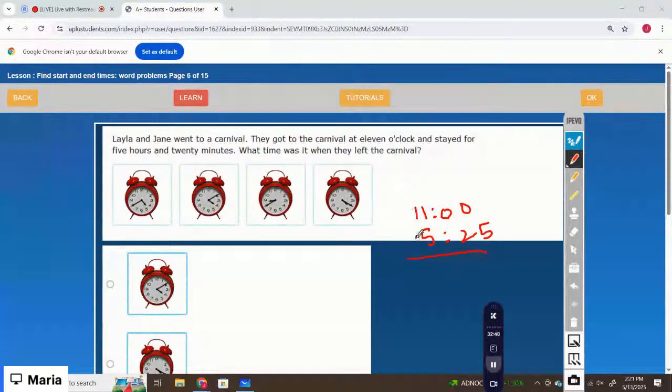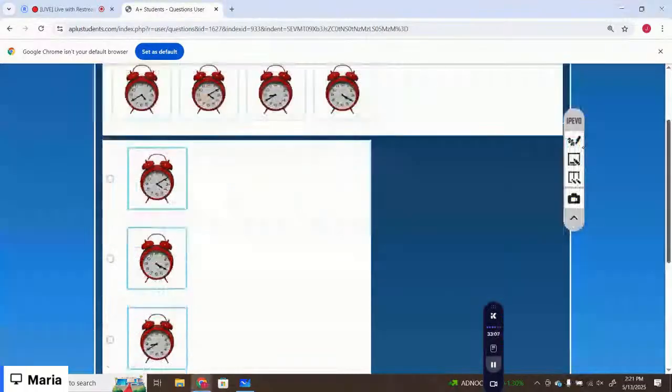Eleven, 12, 1, 2, 3, 4. That would be 4:25. Sorry, 4:20. Option number D is the correct option.